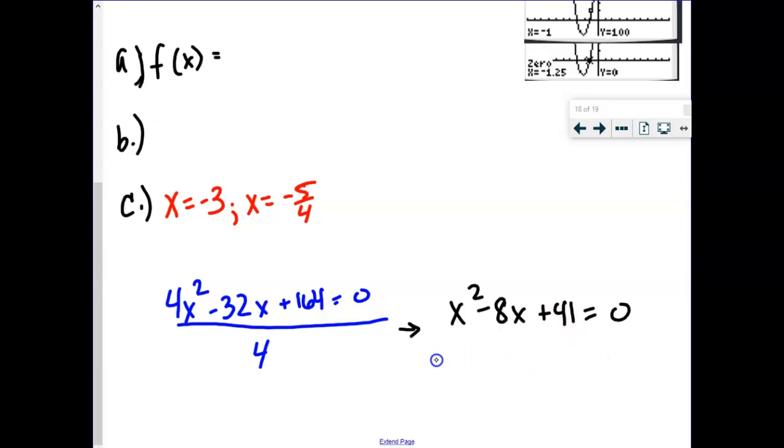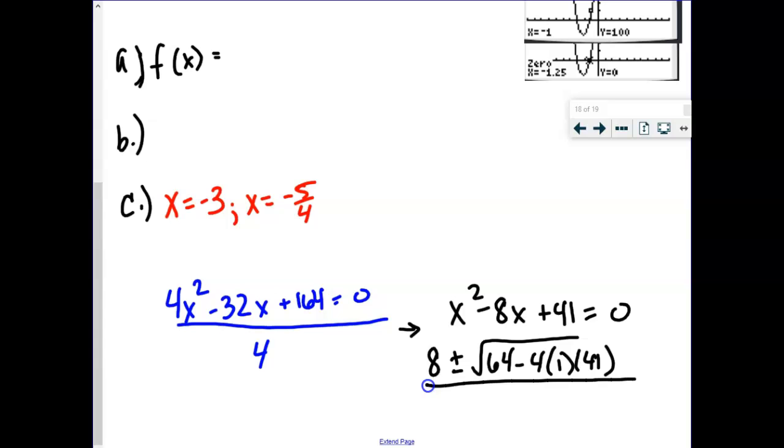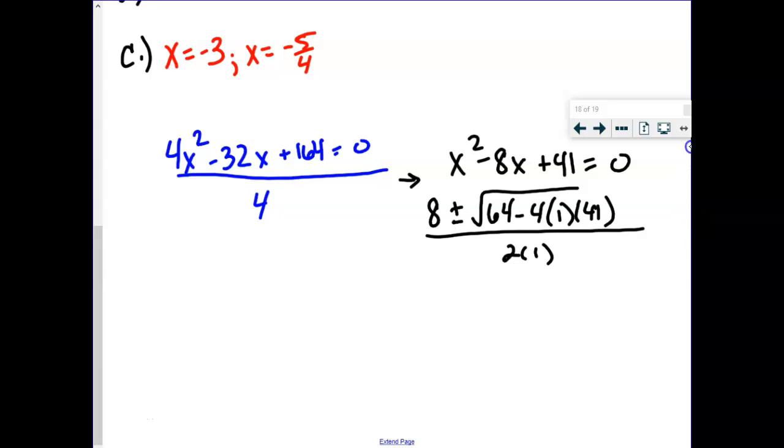So quadratic formula would be 8 plus and minus the square root of, let's see, 64 minus 4 times 1 times 41. That's gross. All over 2 times 1. So the discriminant, if you were to type that in your calculator, comes out to -100. The discriminant is the value of the calculation underneath, just the b squared minus 4ac part.